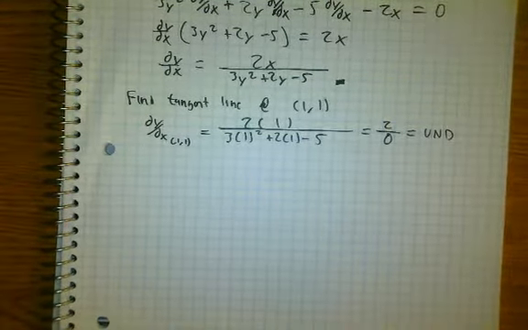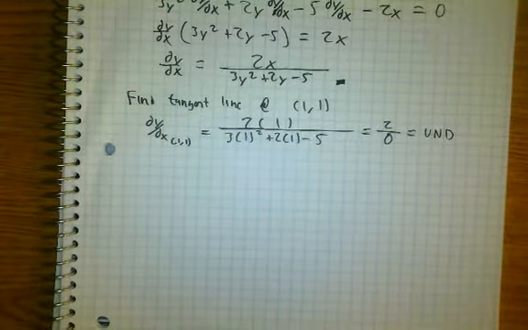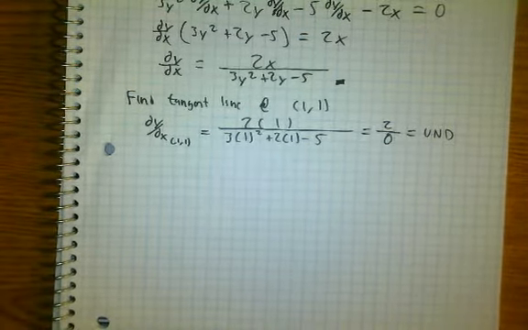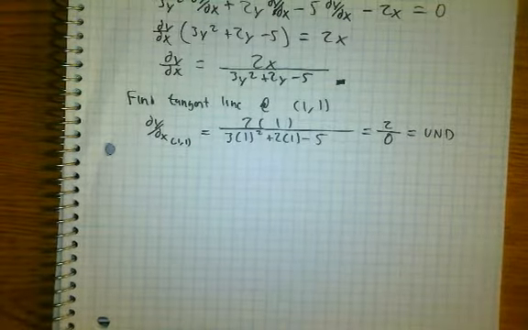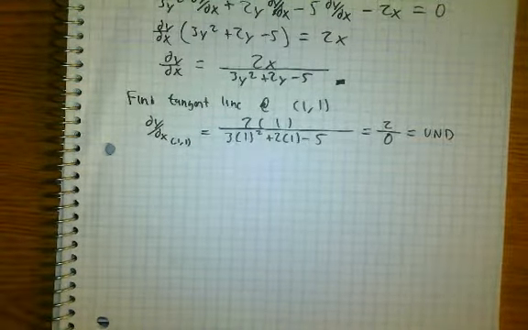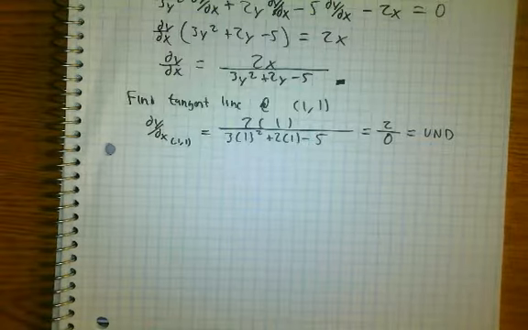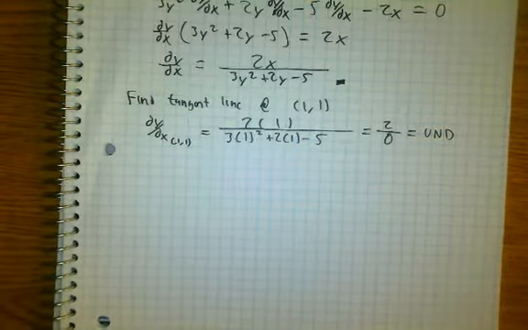It's straight up. So what does that mean? It's a straight up line. It doesn't mean that you don't have a tangent line. It means that your tangent line is vertical. Because think about it: horizontal lines have a slope of 0, but vertical lines have a slope that is undefined, right?